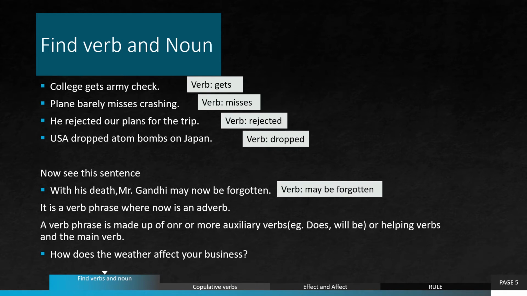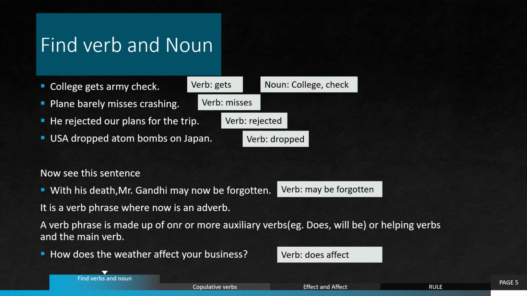Something different here? Yes. Here the verb is a combination of three words: may, be and forgotten. Such a type of verb is known as a verb phrase. And in this sentence, now, which splits may be forgotten, is an adverb. It modifies may be forgotten for the current period, that is now. A verb phrase is made up of one or more auxiliary verbs, like does, will be, or helping verbs, and the main verb. So how does the weather affect your business? What's the verb here? Here the verb phrase is does affect.